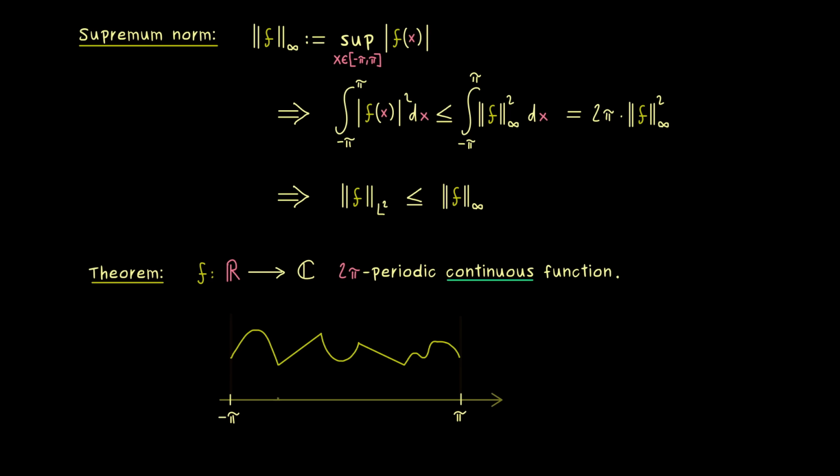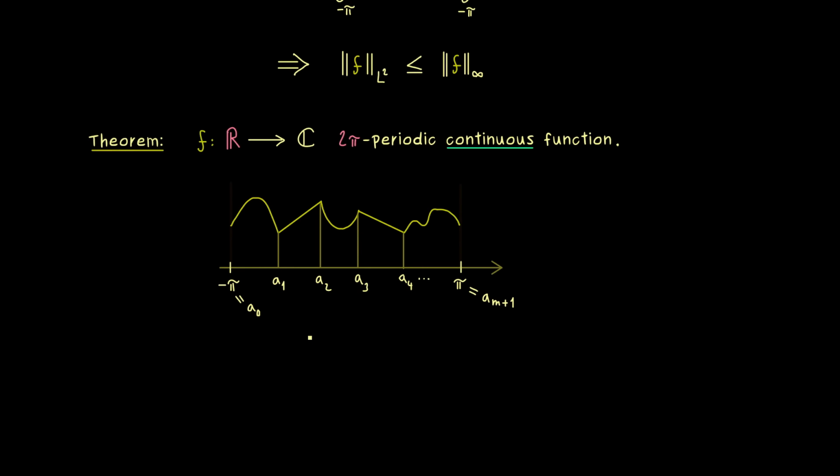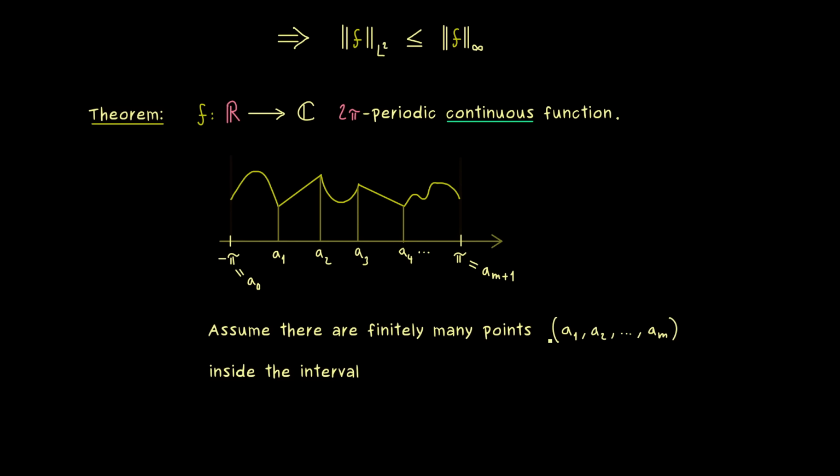Hence we can always count them, so let's call them A1, A2 and so on. Moreover, I also want to include A0, which should be our -π on the left hand side. And on the other hand, the last one should be A_{M+1}, so π on the right hand side should be A_{M+1}. So in summary, what we assume here is that we have only finitely many points we call A_j. And they should all lie inside our interval from -π to π.